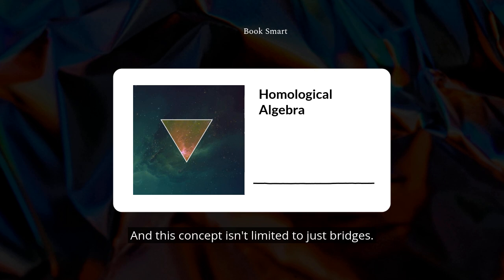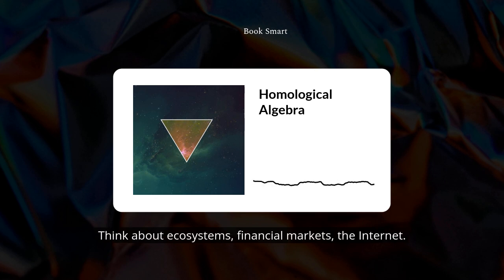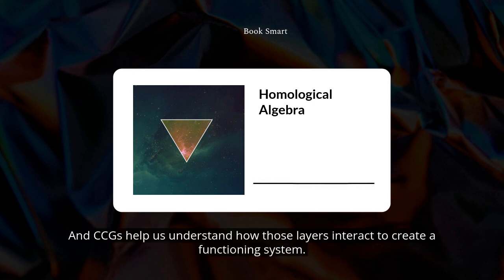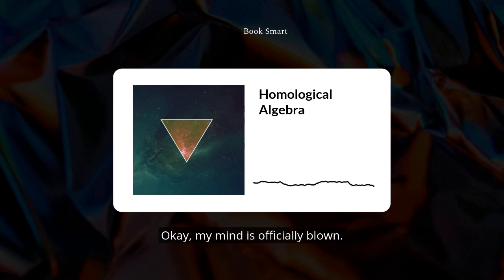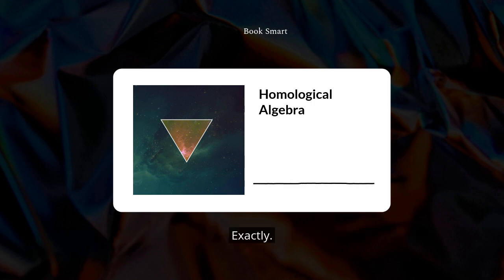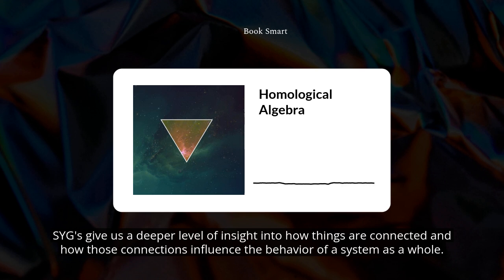And this concept isn't limited to just bridges. Think about ecosystems, financial markets, the internet. You have layers of relationships everywhere. And syzygies help us understand how those layers interact to create a functioning system. Okay, my mind is officially blown. Understanding syzygies is like seeing the underlying code of a complex system. Exactly. Syzygies give us a deeper level of insight into how things are connected and how those connections influence the behavior of a system as a whole.